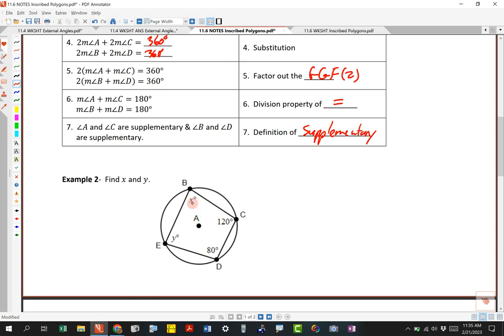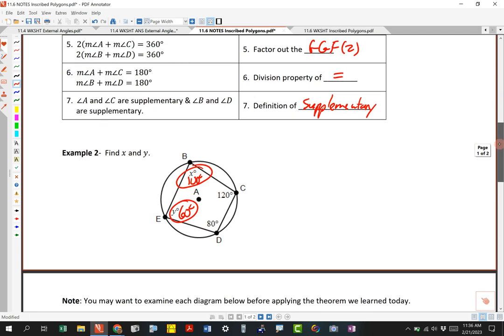So Andy, what's this one right here? That one's going to be 100. So we got 100 degrees right here. And if this is 120, the one across from it's got to be supplementary. So Jack, what's this one? 60. That one's got to be 60 degrees. Okay, any questions?